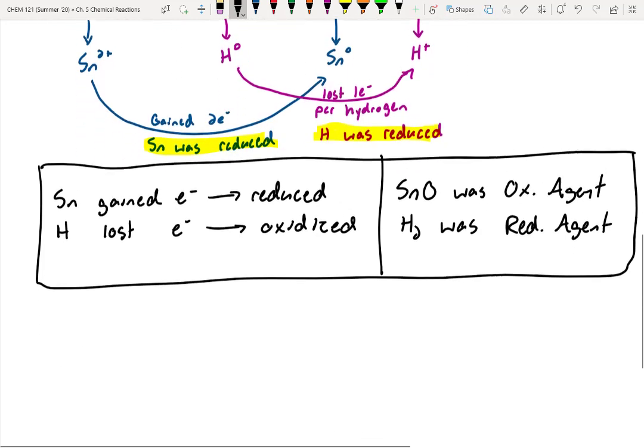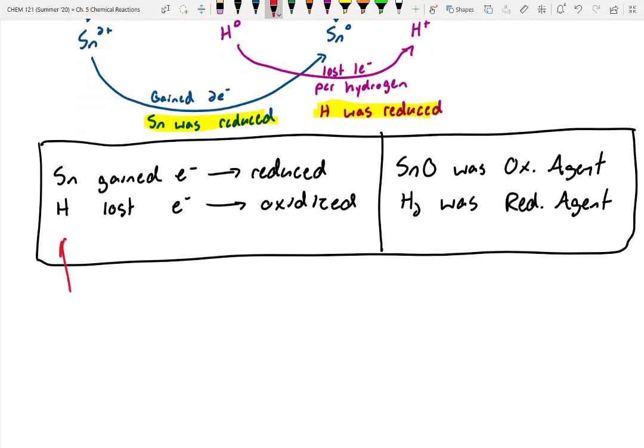All right, so like I said, these are individual atoms.